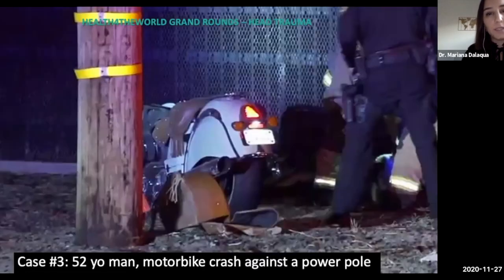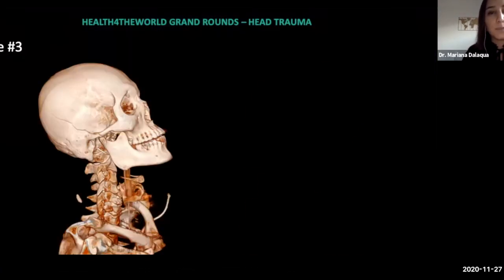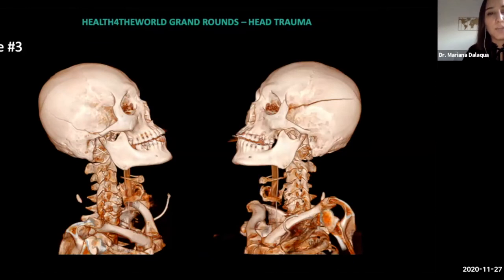So another case, the third case, about a 52-year-old man that had a motorbike crash against a power pole. So here we see some 3D reconstructions. The patient had bilateral oblique fractures. So on the right, we see the extension, the parieto-temporal extension, a zygomatic fracture, and on the left, even more displaced, also an oblique fracture.